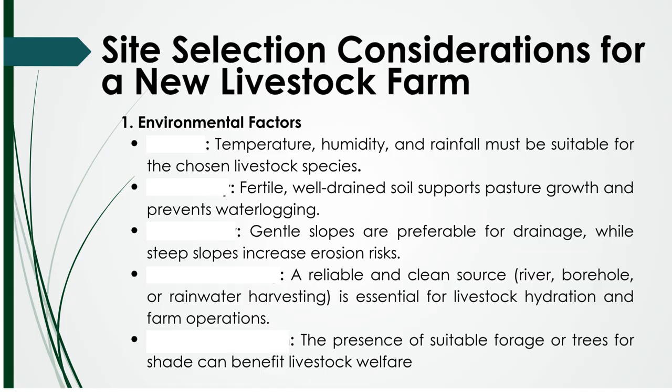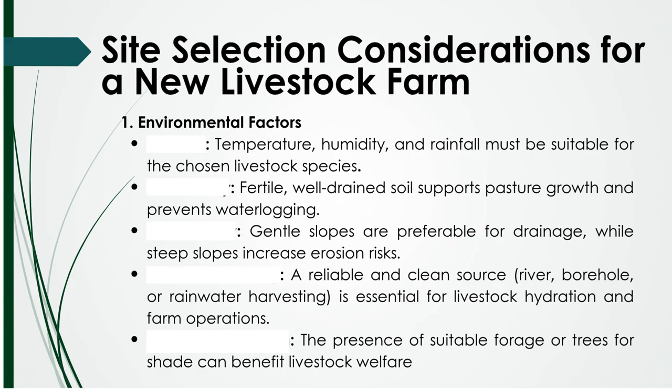Next, site selection considerations for a new livestock farm. First, environmental factors. There are several things we have to look at. The first, the climate. The temperature, humidity, and rainfall must be suitable for the chosen livestock species. If we are living in the Pantai Timur, we have heavy rainfall every year. So certain places cannot build a farm, but in certain places maybe we can farm a certain species only, right?